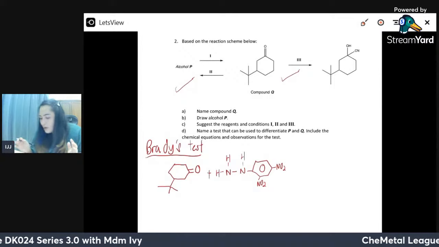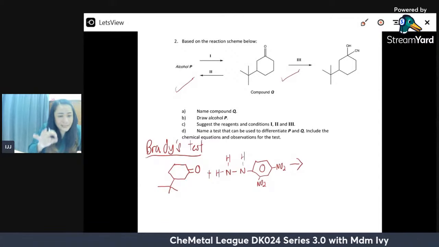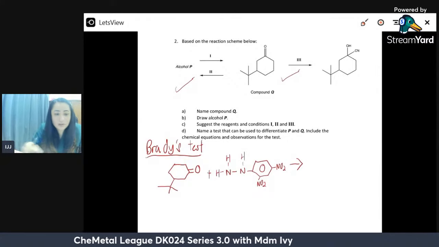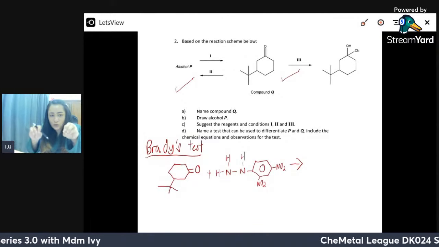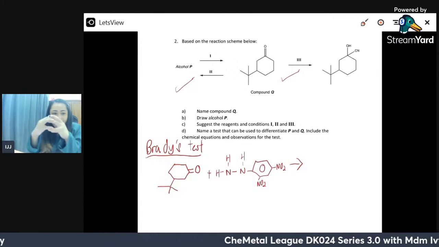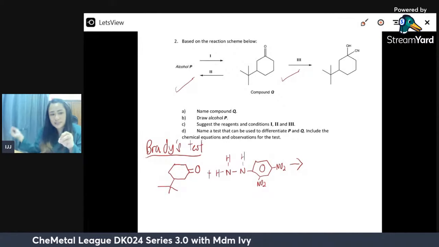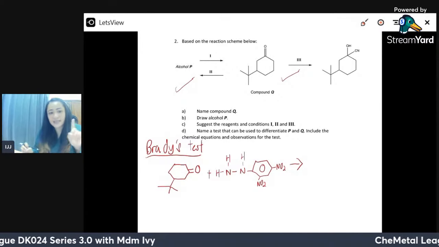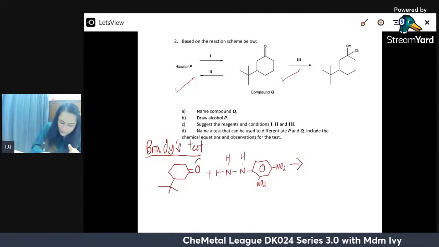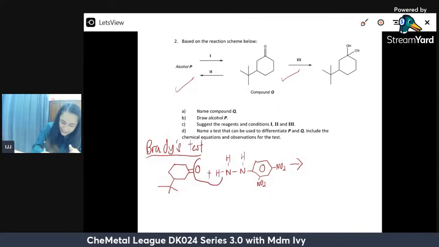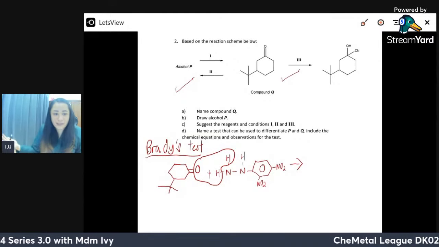Now, to understand this, the Brady test is a condensation reaction. So what is a condensation reaction? Two small molecules combine to be a bigger molecule. But in the process of combining, they eliminate one small molecule, in this case water. It eliminates the O from the carbonyl carbon and the two H from the NH2. Then they join, and you will get the product.